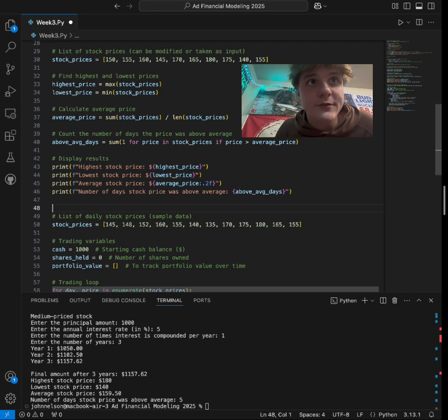Number sign, display results. Print f highest stock price, print f lowest stock price, print f average stock price, and print f number of days stock price was above average.